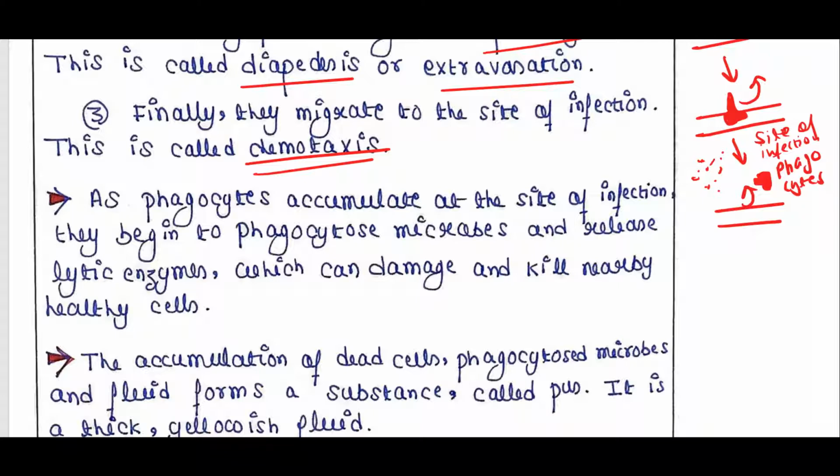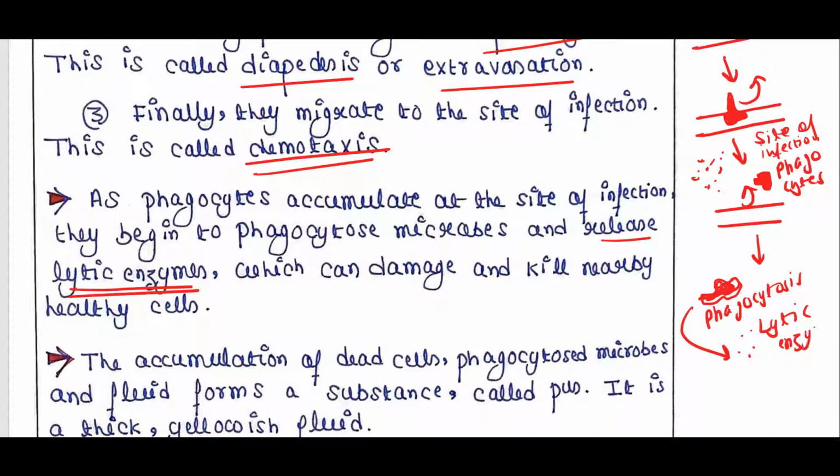They will engulf those microbes and then they will release some lytic enzymes. So these phagocytes, undergoing phagocytosis, will release some lytic enzymes. And those lytic enzymes can damage and kill the nearby healthy cells.